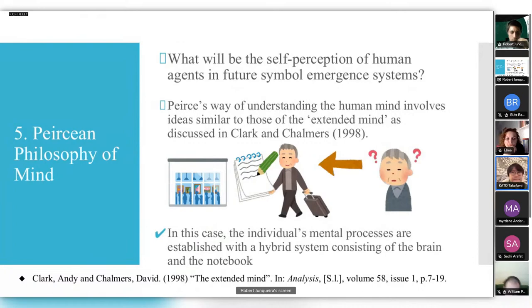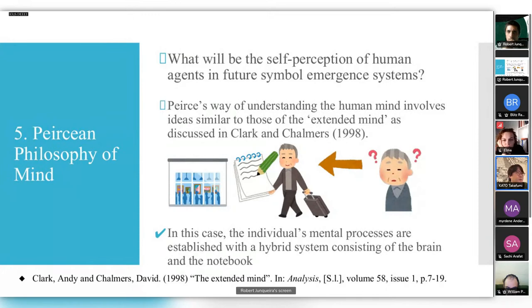Section 5. Peircean philosophy of mind. Symbol emergence systems suggest a new form of community that includes humans and robots. Furthermore, there will perhaps be a future in which a variety of agents, unimaginable at the present time, will join this community. In such a new community, humans will also have to change.